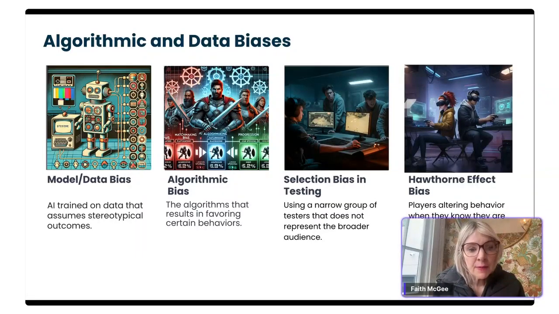The Hawthorne effect bias: players altering their behavior when they know they're being observed. An example is testers overly emphasizing mechanics they think are evaluated. What that really means is that if you are recruiting participants, they may be more focused and more acutely aware that they are being watched, and so you will see them make fewer mistakes. That environment is more artificial than if they were on their own in a natural environment playing the game.